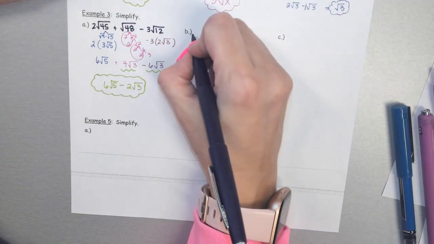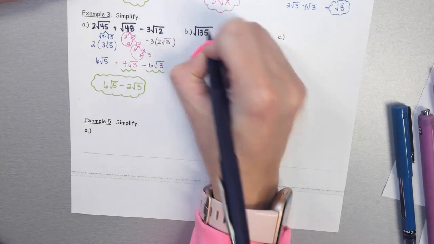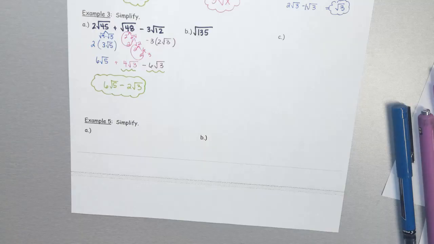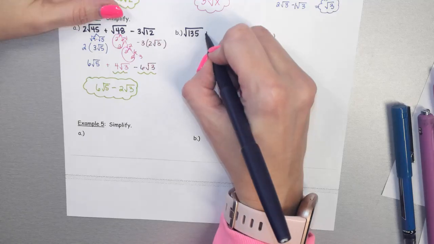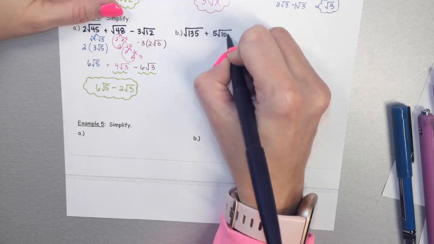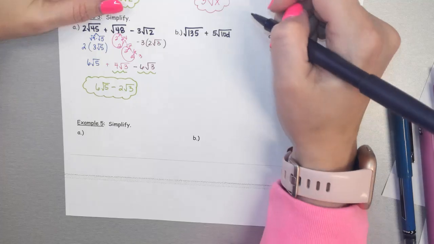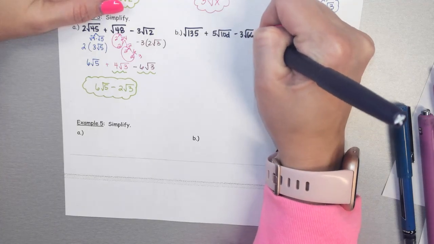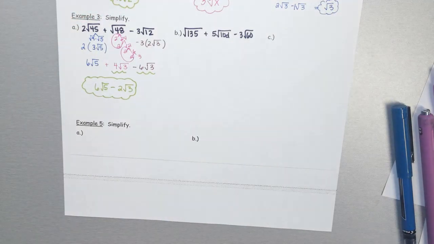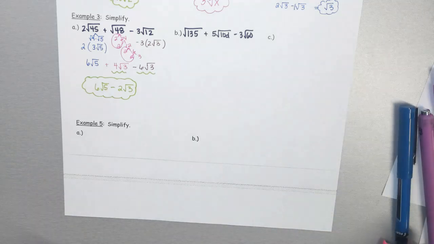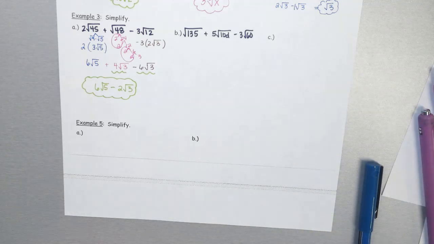All right, so now we're going to look at an example that also has a variable in it. So we have the square root of 135 plus 5 square root of 10d minus 3 root 60. All right, so when you have these larger numbers, that factor tree is going to be helpful. Okay, 135 is not even. Okay, and then you can see if 3 goes in there.